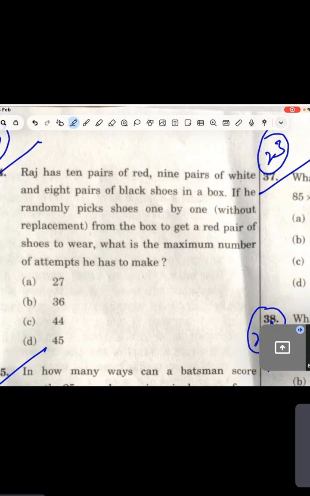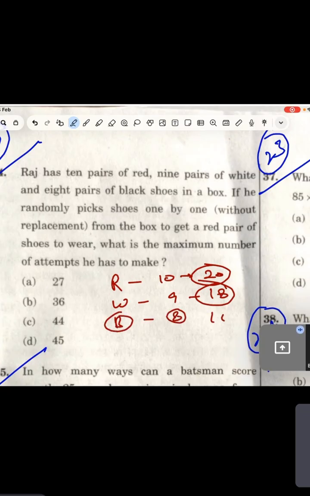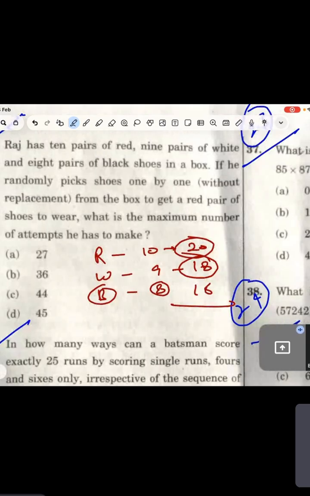Okay, guys, first let's analyze. See, guys, don't be afraid, right? First, let's analyze what the question is asking. Red pairs we have 10, right, Priya? 10 pairs means 20 shoes, right? And white we have 9 pairs, means 18. And black we have 8, it means 16. Any doubt here? No doubt, right? Now, how many totals are there here?